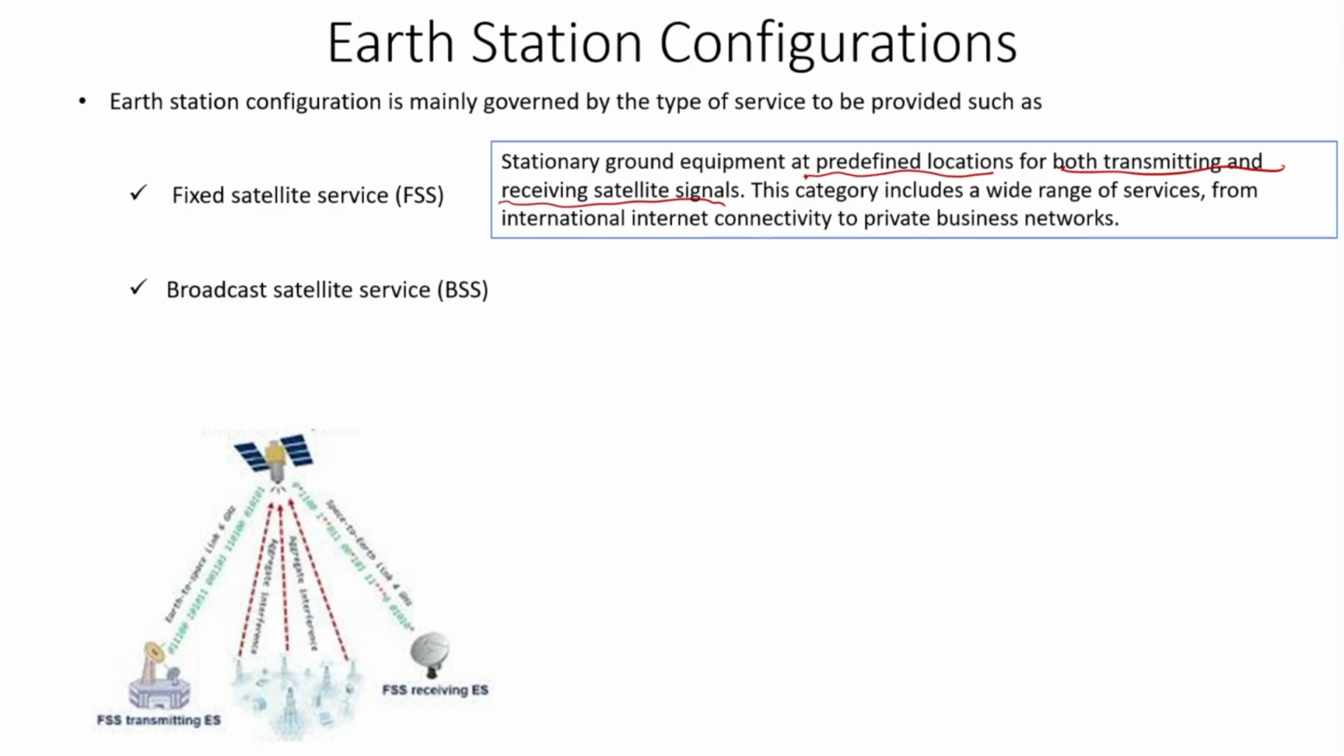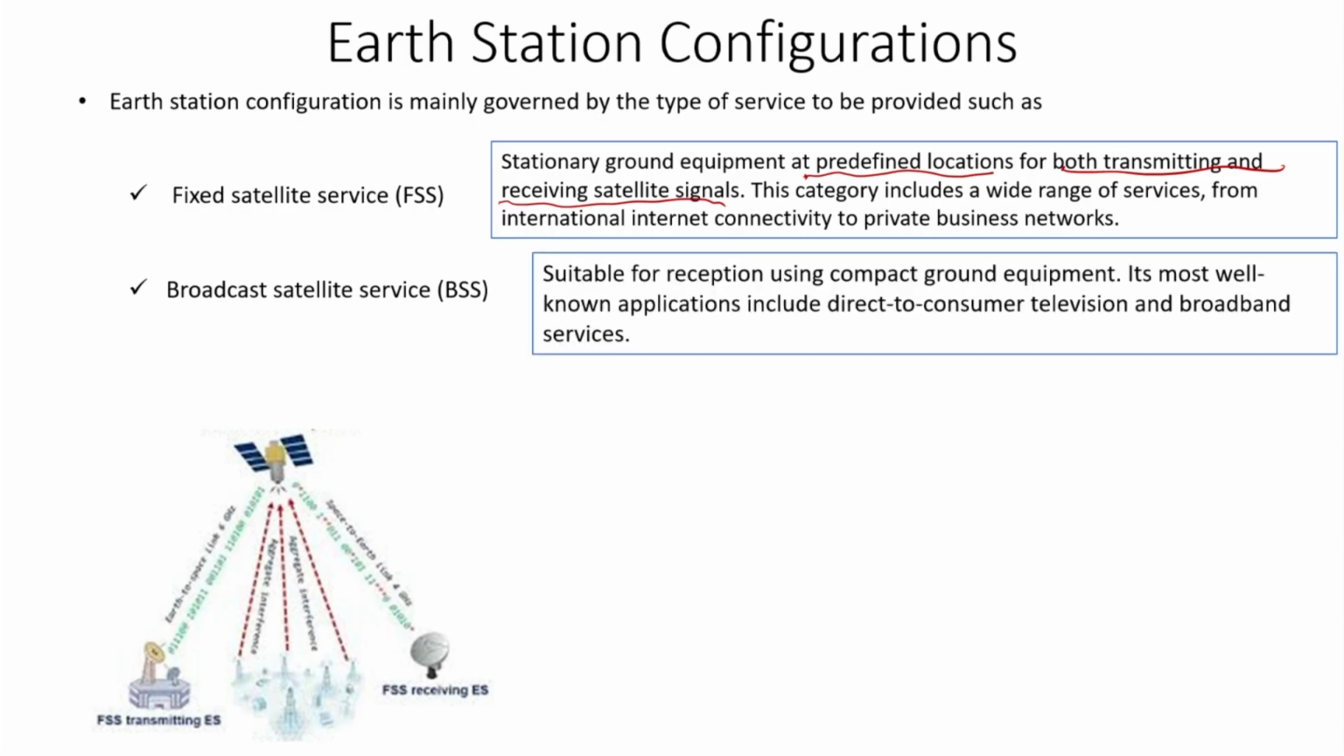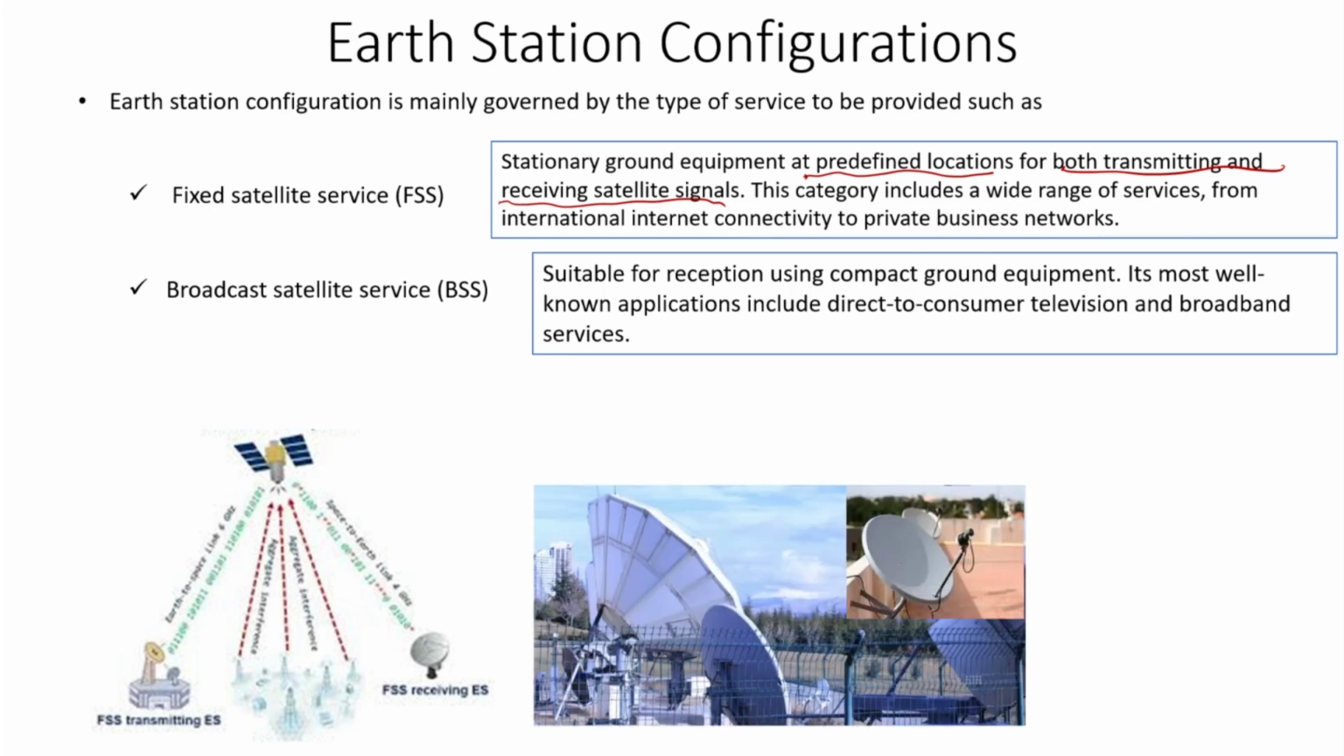Now, the second category is broadcast satellite services, or BSS. These are suitable for reception using compact ground equipment, and the most well known applications include direct to home television and broadband services. These are called VSAT, very small aperture terminal, and this one is mounted on the roof of a house; it can be mounted on a wall also. So, this category comes under the broadcast satellite service.